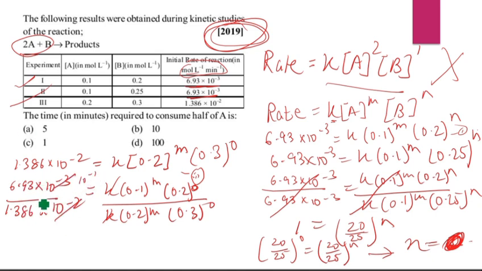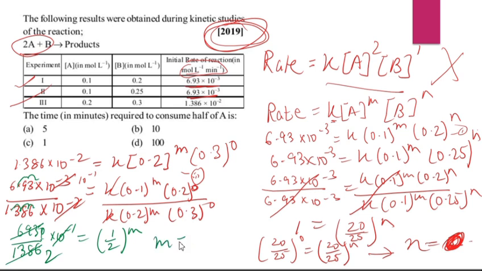So now, for this, 2 places of decimal and third place, so here one zero will come. So 6930 by 1386 into 10 to the power minus 1 equal to 1/2 to the power m. Now see, this 0 and this 10 to the power minus 1 will cancel out, and this 2. So m we are getting equal to 1.